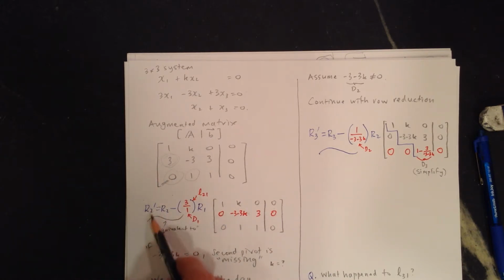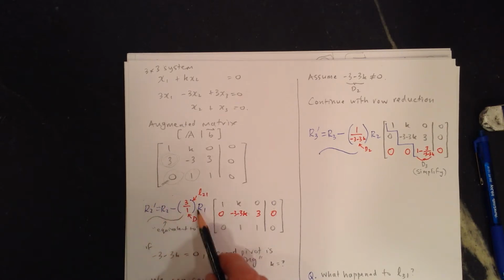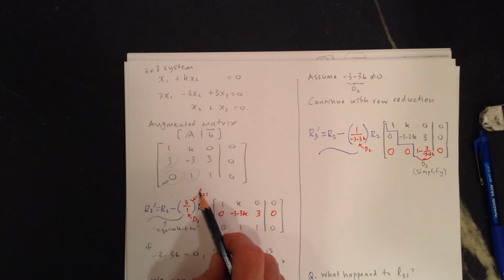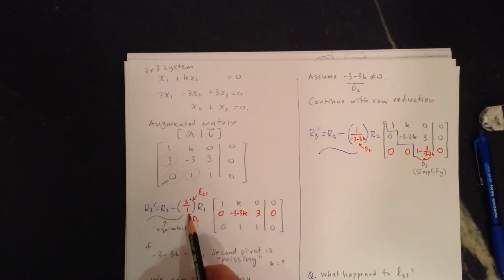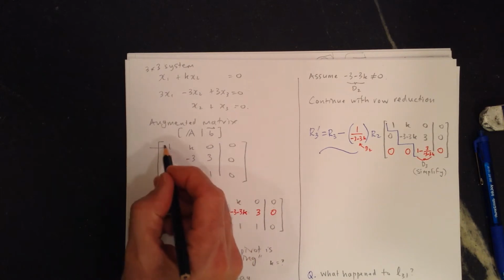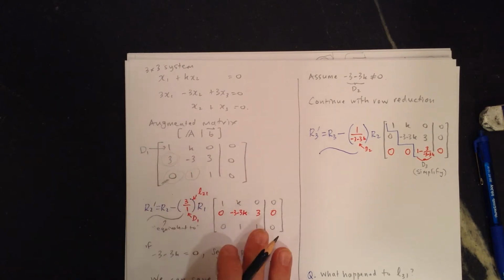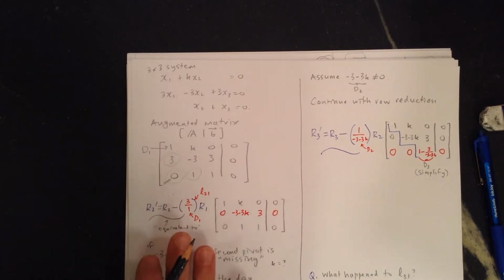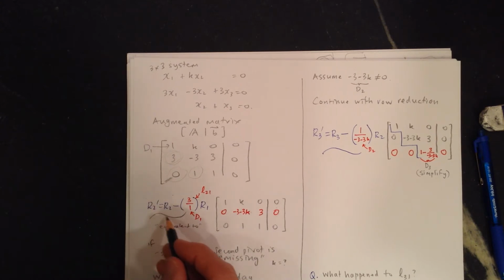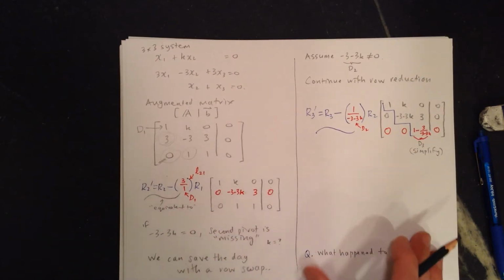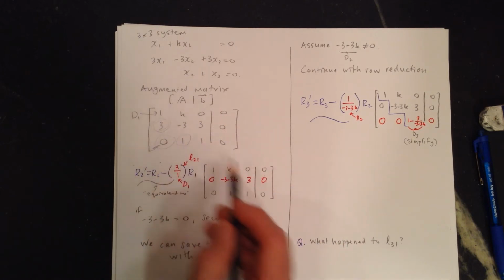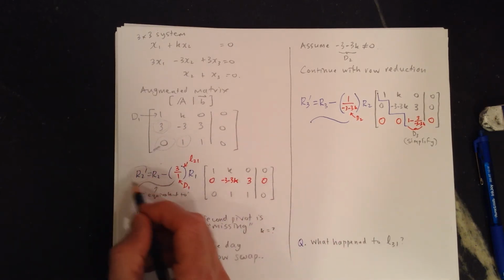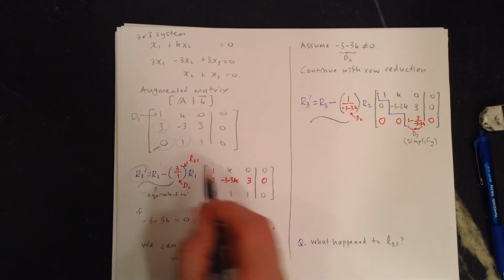R2 prime, so the row 2 becomes the old row 2 minus some multiple of row 1. That multiple is L21, which is 3 divided by 1. That's the first pivot, right? First pivot is here, it's D1, good. Same formalism every time. We put a nice big tilde there, it's equivalent to. So the first and third rows do not change. We're changing the second row.